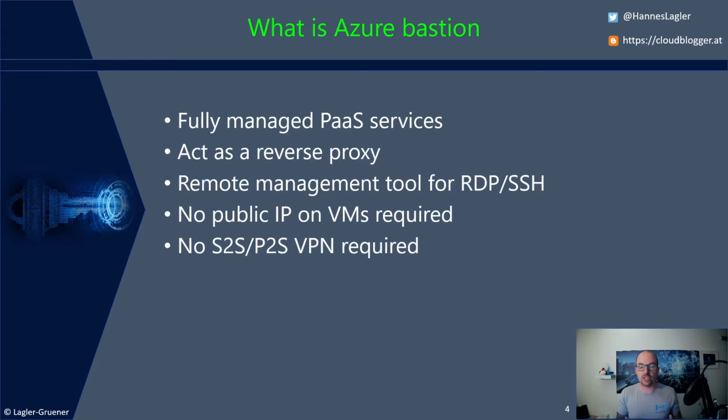Okay, so let's talk about Azure Bastion. What is Azure Bastion? It's a fully managed PaaS service. This is really important because you don't have to patch anything or think about security for Azure Bastion and so on. This is Microsoft's part. It acts as a reverse proxy, so you can use Azure Bastion to connect to your VMs in the Azure cloud over RDP or SSH. You don't need, and this is the really interesting part from my point of view, a public IP address to connect to the VM from outside your network. You also don't need a site-to-site VPN or a point-to-site VPN to connect to those VMs. How does this work? We will see it later on.